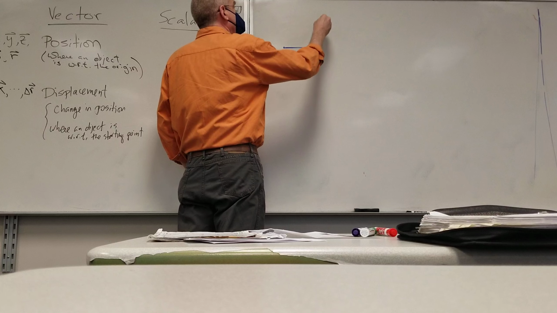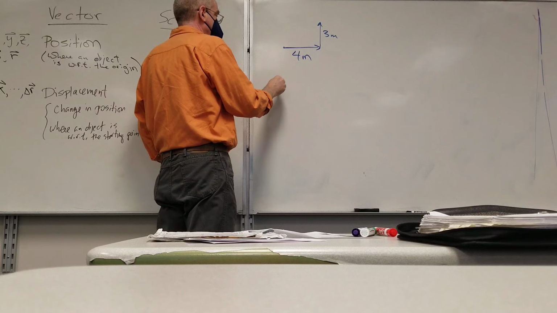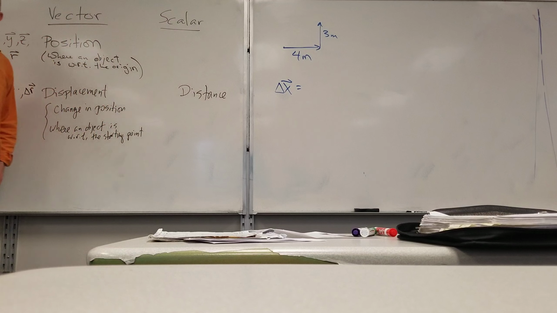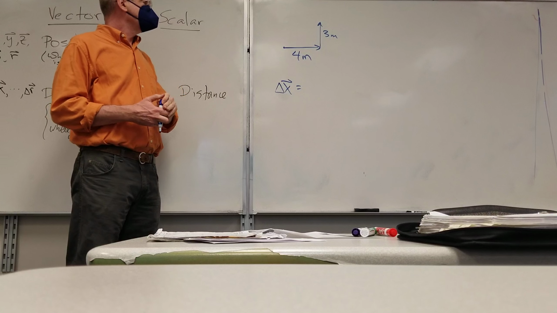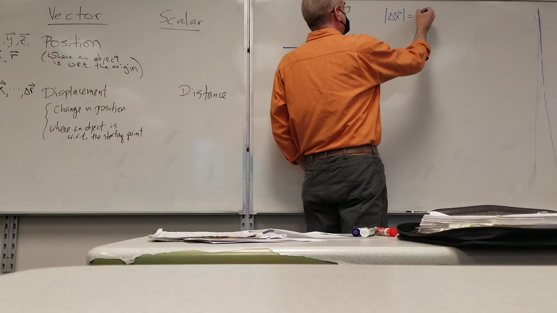If I go 4 meters that way and then 3 meters that way, what is my displacement now? Who's up? 5 meters? That would be the magnitude of... so we'll put that off to the side. So the magnitude of my displacement is 5 meters.